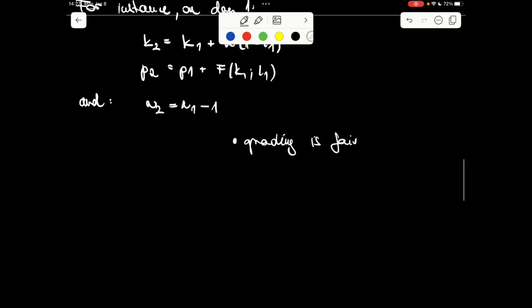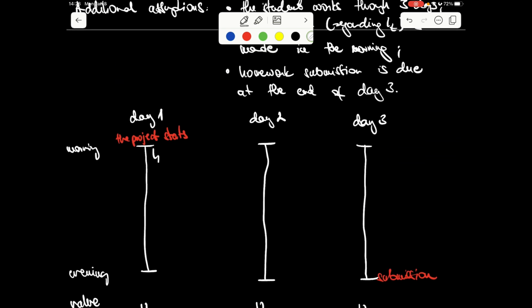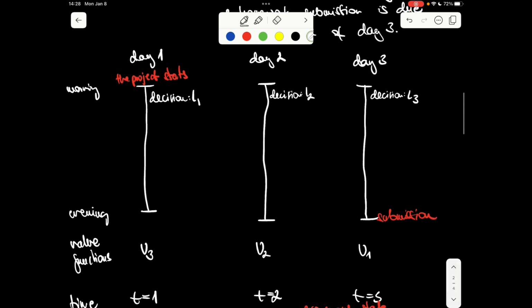Okay, so what happens on the day of submission? The value function is V1 and the decision is L3, because we are, once again, in the morning of day 3, and in the morning of day 3, this is L1, okay, let me be more accurate. So decision L1, L2, and L3. Okay.